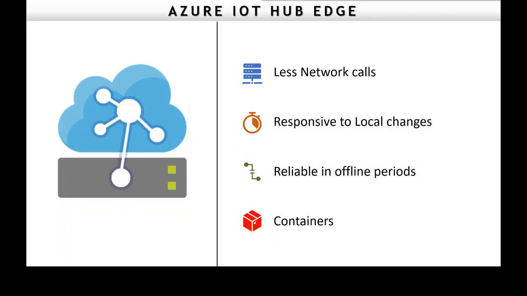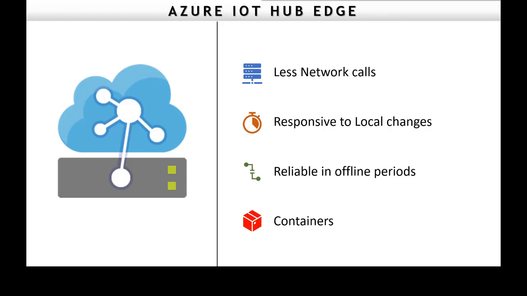So it's more reliable, and everything works with containers. All the applications that you want to run on your IoT device have to be in containers, and you send them from the IoT Hub. IoT Hub Edge is going to send all of them to your devices, and the devices are going to be able to run those containers. That means you are going to have fewer network calls, because your device can handle more rather than calling Azure IoT Hub for everything.